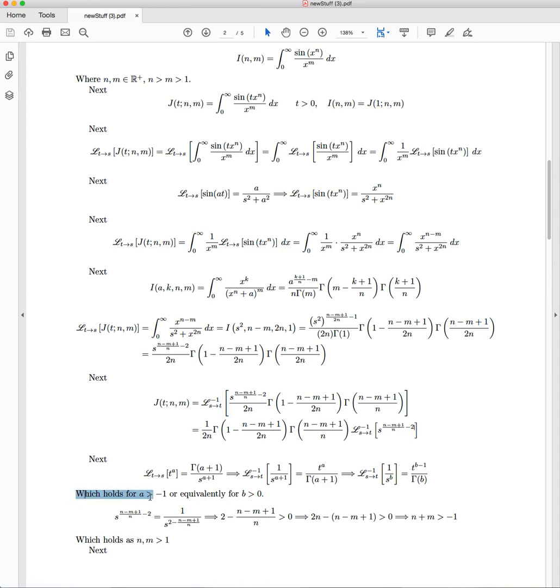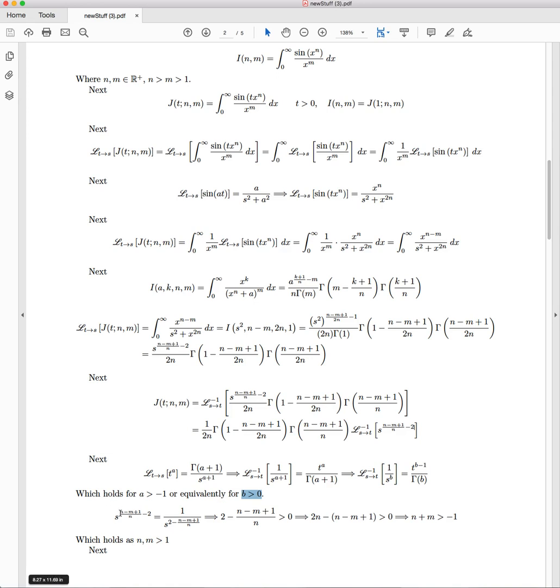Now, this only holds when a is greater than negative 1, or equivalently, remember we're dealing with b is equal to a plus 1, when b is a positive value. So, let's have a look at our situation and see whether or not the term that we have, with the restrictions that we have imposed on n and m, will actually allow us to take this inverse Laplace transform.